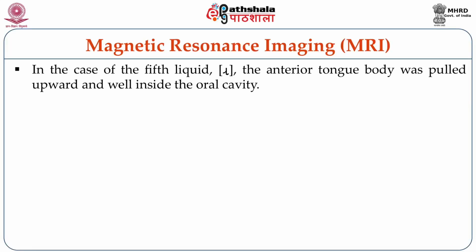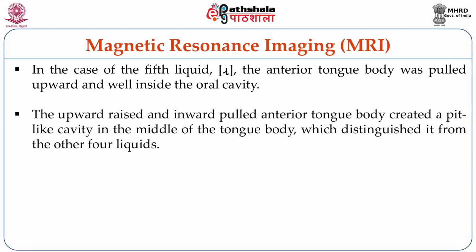In the case of the 5th liquid, the anterior tongue body was pulled upward and well inside the oral cavity. The upward raised and inward pulled anterior tongue body created a pit-like cavity in the middle of the tongue body, which distinguished it from the other 4 liquids. The posterior tongue body was flat.